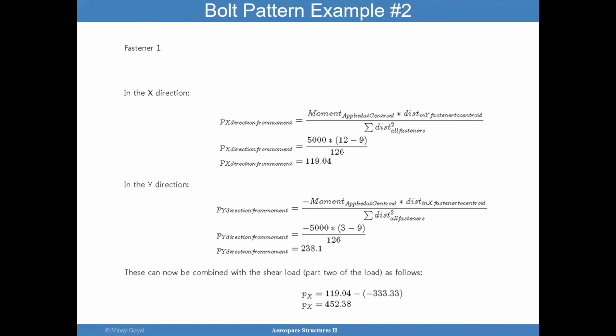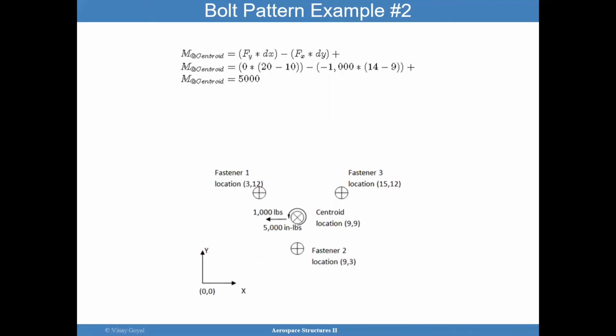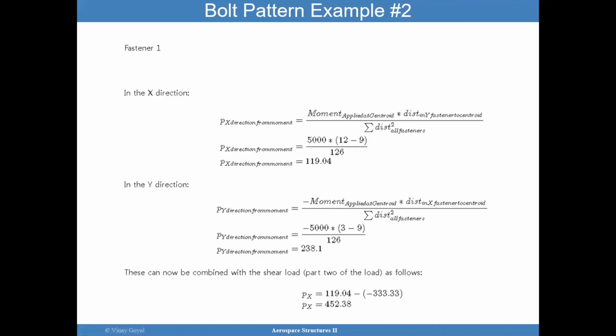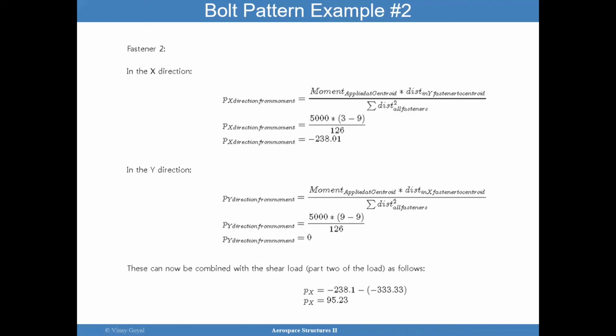I also have the fact that there's a shear load applied. You can see here the shear load is applied only in the x direction, in this direction. There's 1,000 pounds divided by 3 bolts, which gives me 333.3 for each of these bolts. And so then I can calculate the shear load PX of 452. I can repeat the calculations for fastener 2. Feel free to pause the video and go through that calculation to make sure it makes sense.